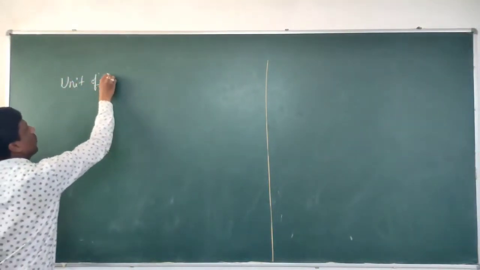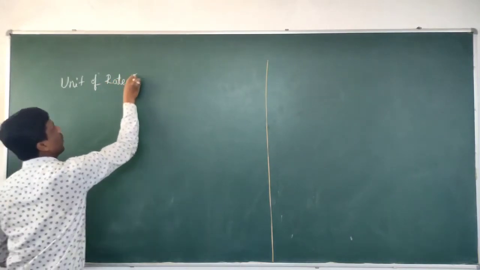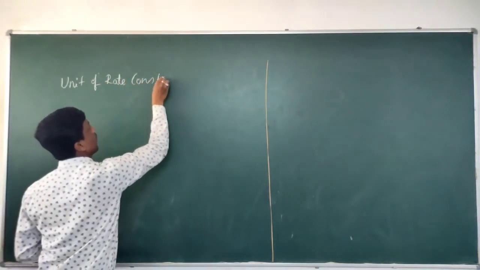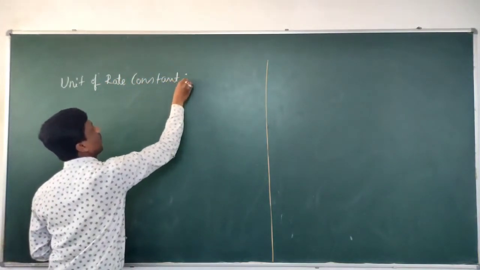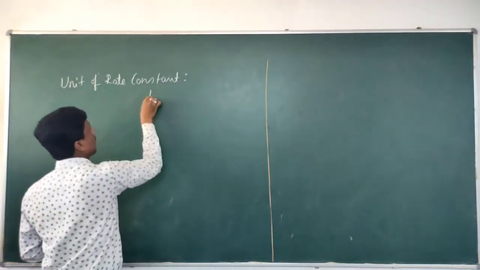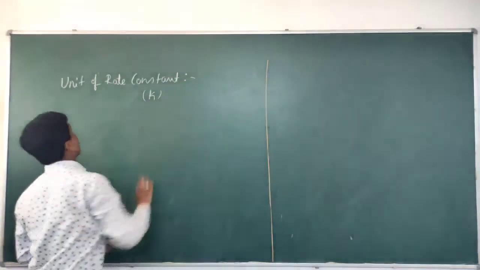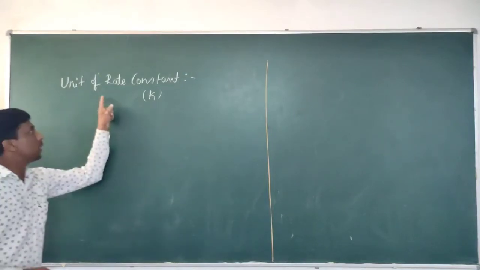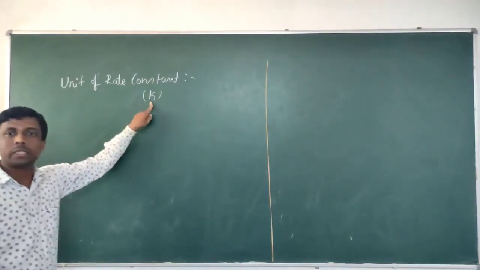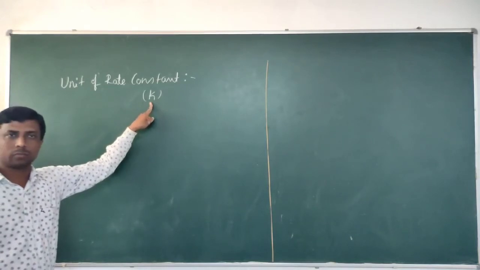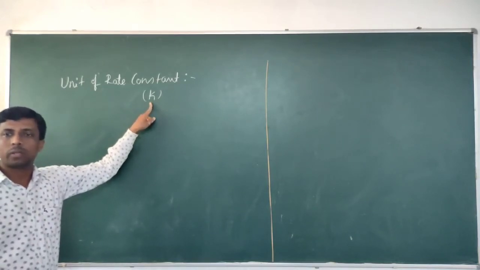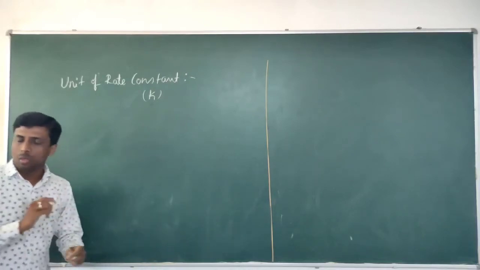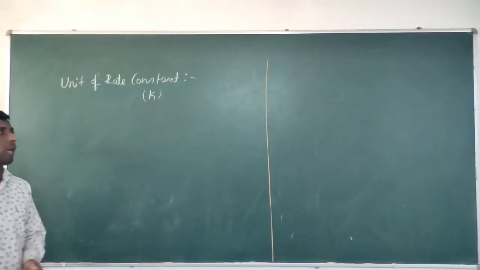Unit of rate constant. Okay? Rate constant is what? K. Unit of rate constant. Okay? The unit for rate constant changes with order of reaction. Changes with order of the reaction. Let us discuss about that one here.